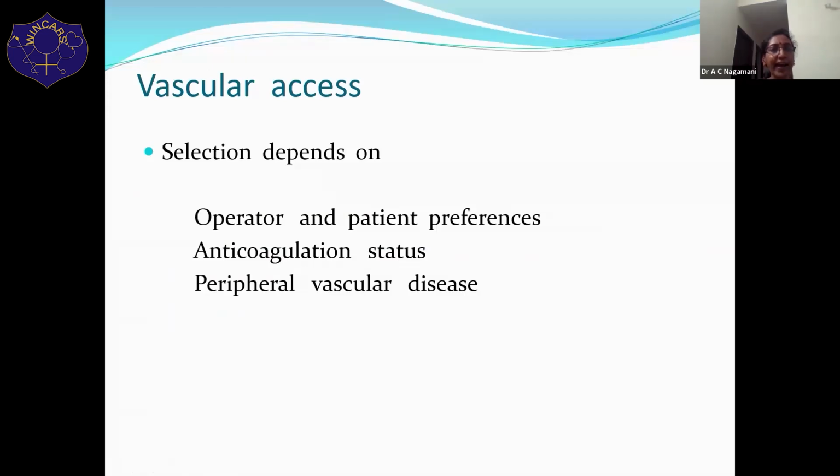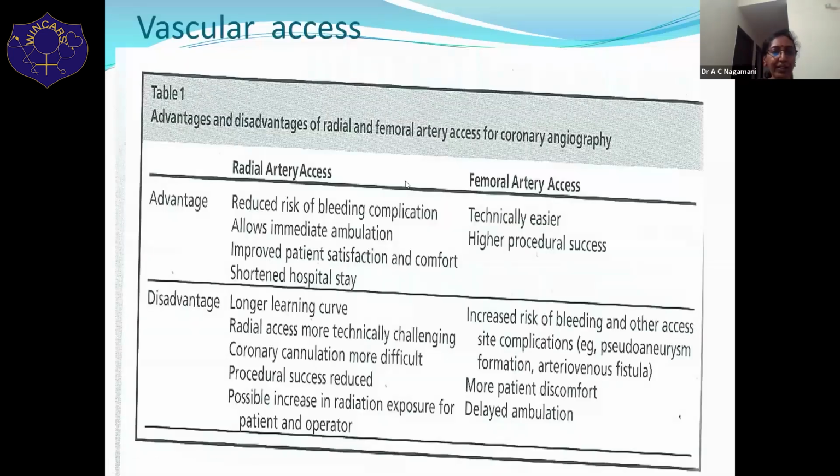So the vascular access which we choose depends on the operator and patient preferences, the anticoagulation status of the patient, and the presence of peripheral vascular disease. Suppose PVD is there in the lower limbs, we tend to choose the radial artery. And patients nowadays are demanding the radial procedures, and even the interventionists are more familiar with the radial, especially the younger generation.